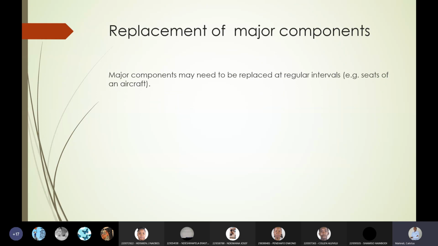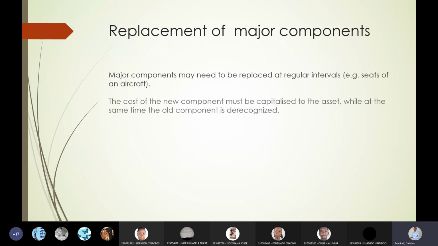And so now let us look at the replacement of major components. Major components may need to be replaced at regular intervals. I gave you the example of the seats of the aircraft. Because of the wear and tear, you might have to change those maybe after every 3 years or after every 5 years, you're going to have to replace those seats of an aircraft.